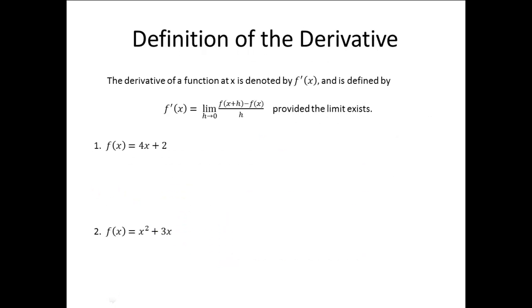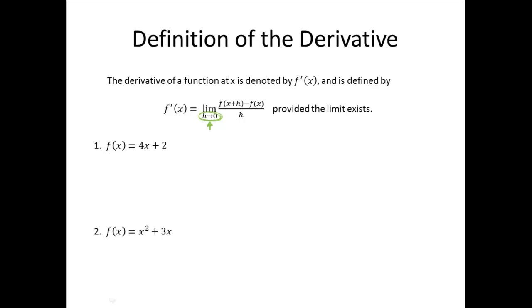So the derivative of a function at x is denoted by f prime of x and is defined by f prime of x equals the limit as h approaches 0 of f of x plus h minus f of x all over h, provided the limit exists. Well, what does all that mean? Basically what it says is that we are going to approach a space of nothing. If h is defined as the space that we're moving away from x, we want to move so close to x that there is no space. So this defines the space that we want to eliminate, so 0 space.